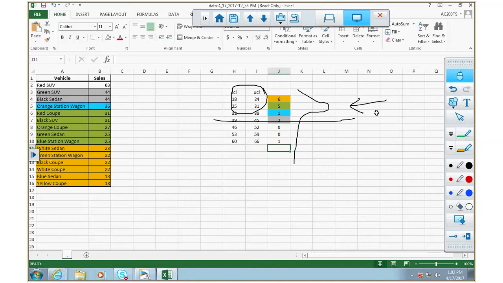This is skewed right. It's always the opposite. If all your data is on the left, it's skewed left. If all your data is on the right, it's skewed right. Okay, does that help you out?